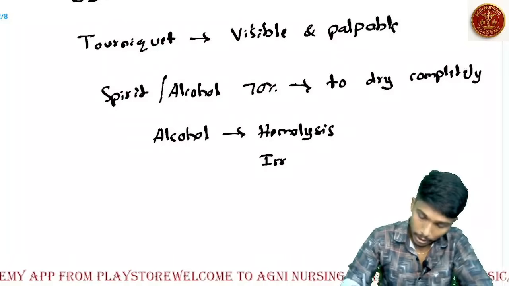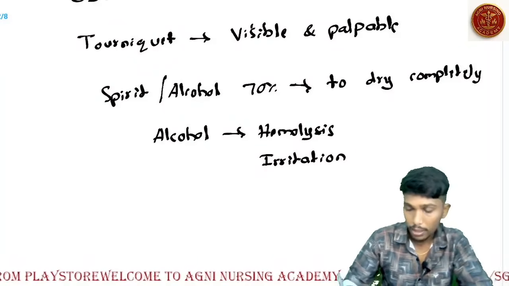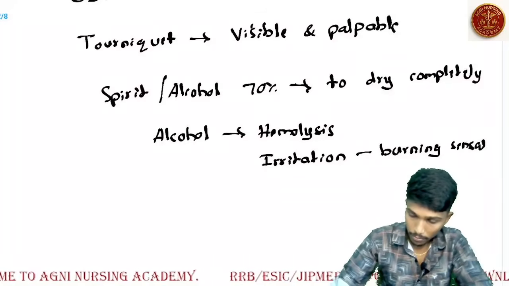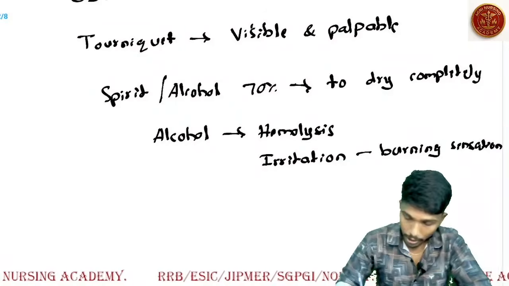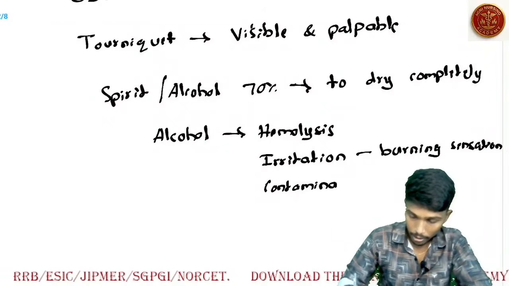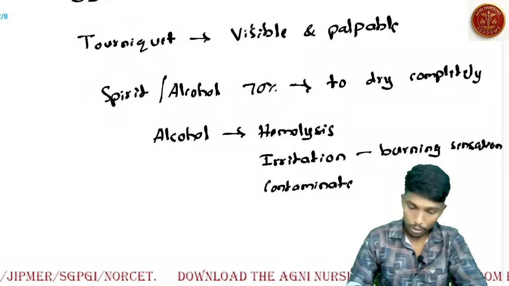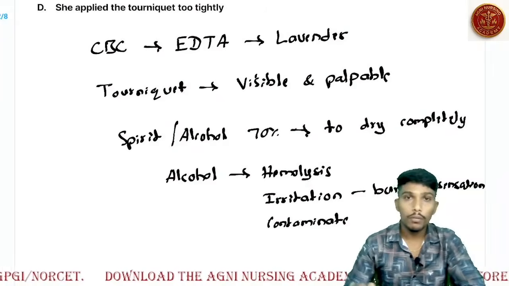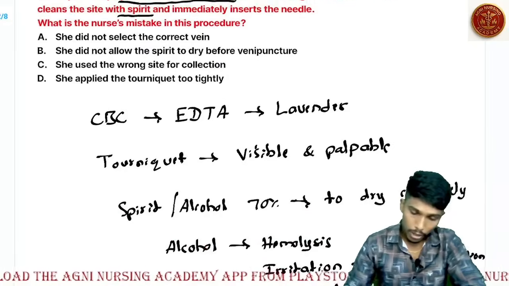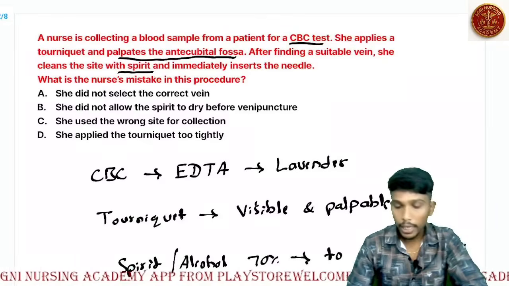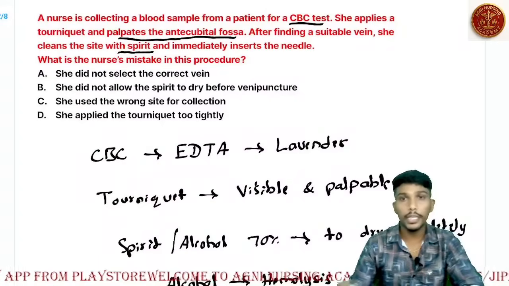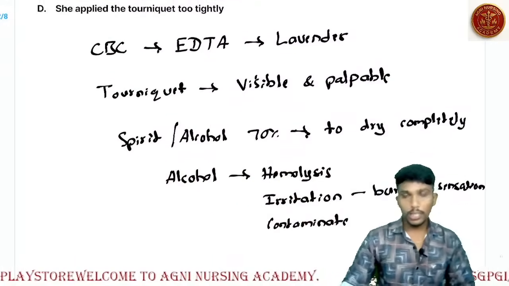It can cause irritation to the patient, like a burning sensation. One more point, it can contaminate the sample. So after applying spirit or alcohol, we have to wait for complete drying of the solution, and after that insert the needle into the vein. Here the nurse immediately inserted the needle. She didn't let the solution dry, so that can cause patient irritation, hemolysis and contamination of the sample.